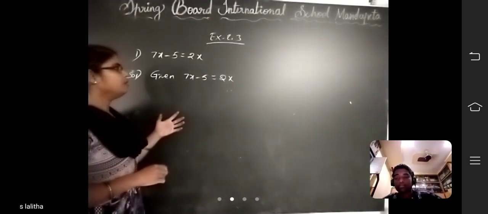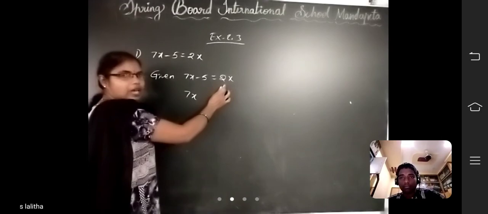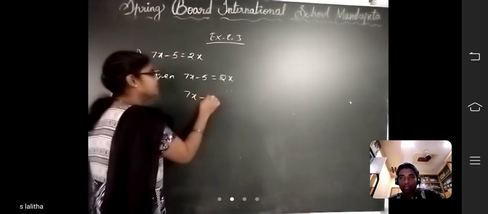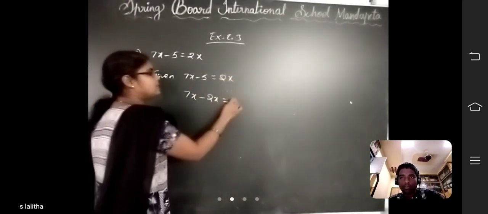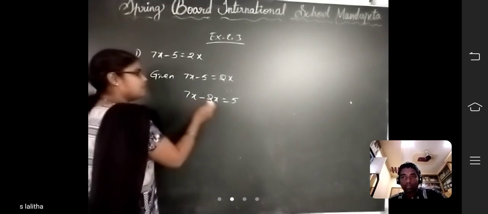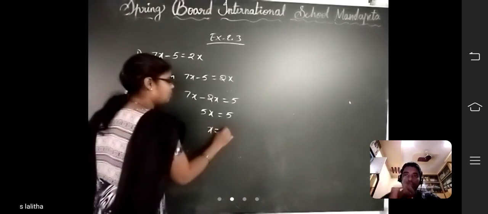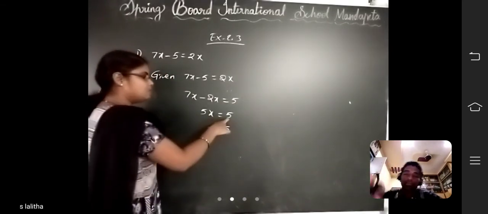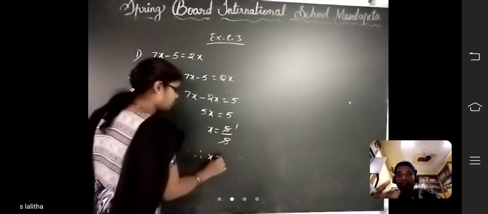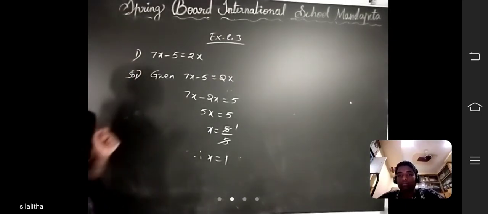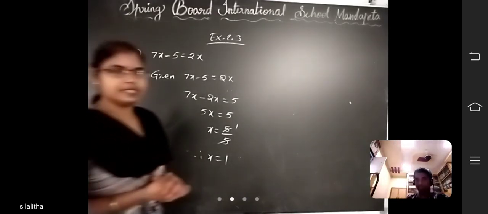You have to bring the variables to one side. Okay. 7x, here plus 2x is there. If you transpose it to here, what will it become? Minus 2x. Here minus 5, a constant term, is there. If you transpose it to the right hand side, what will it become? Plus 5. So 7x minus 2x, how much? 5x equal to 5. Here 5 is multiplied. If you transpose to the right hand side, what will it become? Divide. So 5 ones are 5. Therefore, x equal to 1. Okay, ma'am? Right. Can you do like that? Exercise 2.3 sums, children.